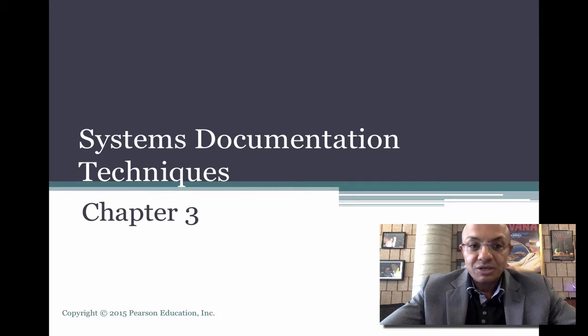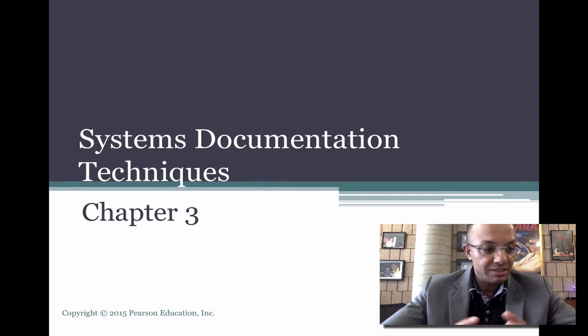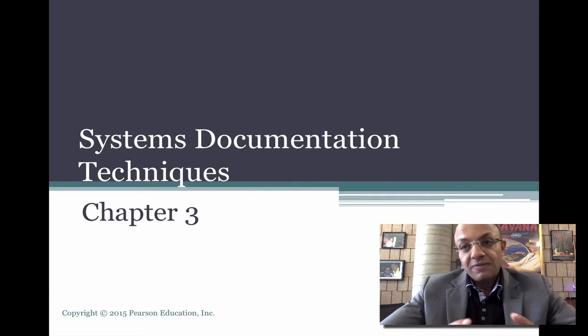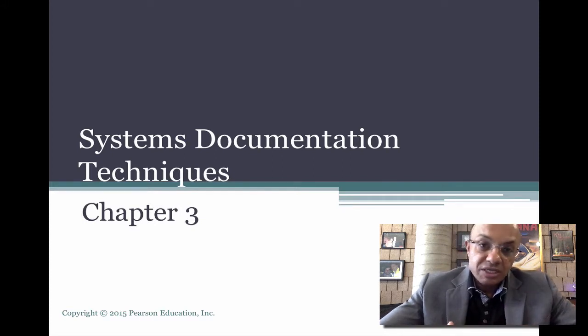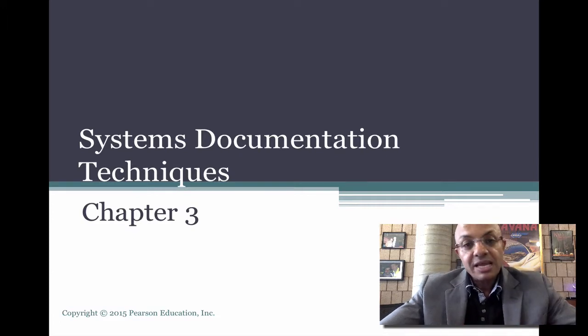Today I'm going to start a new topic, as you might see from the course syllabus, which is system documentation techniques. In this chapter, we are going to discuss two key points. The first point is the documents. First, what are the types of documentation we need for the system? How can we prepare these documentations? And finally, how can we read them?